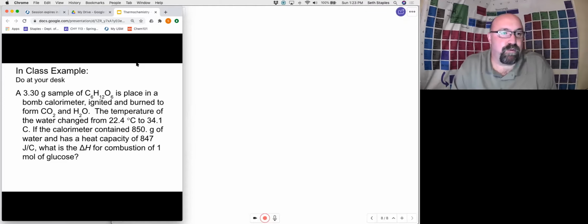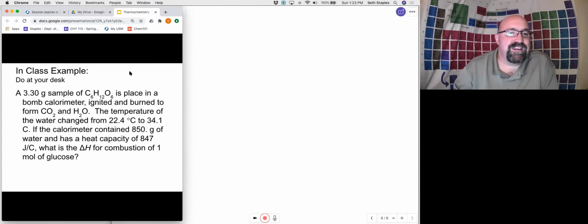Here we have 3.30 grams of glucose, C6H12O6, placed in a bomb calorimeter. And the temperature of the water changes from 22.4 to 34.1 degrees C. We know the calorimeter contained a certain amount of water, and the additional information we're given here is the heat capacity of the bomb itself, the heat capacity of our calorimeter. And we want to know the delta H, the enthalpy change, for the combustion of 1 mole of glucose.